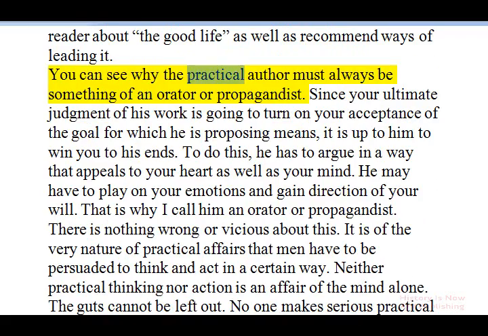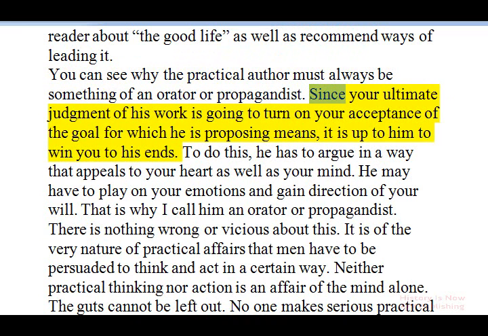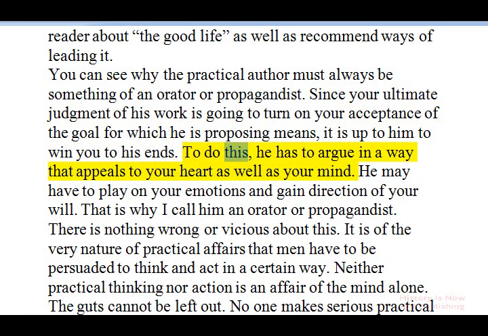You can see why the practical author must always be something of an orator or propagandist. Since your ultimate judgment of his work is going to turn on your acceptance of the goal for which he is proposing means, it is up to him to win you to his ends. To do this, he has to argue in a way that appeals to your heart as well as your mind. He may have to play on your emotions and gain direction of your will. That is why I call him an orator or propagandist.